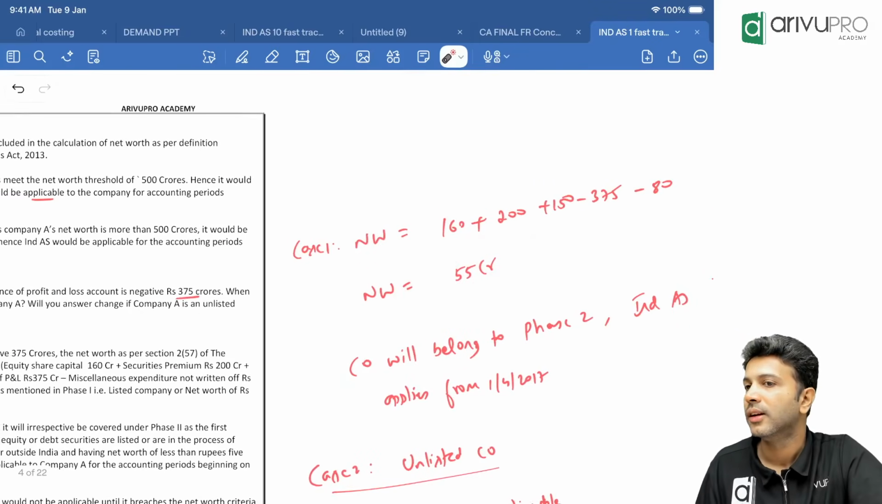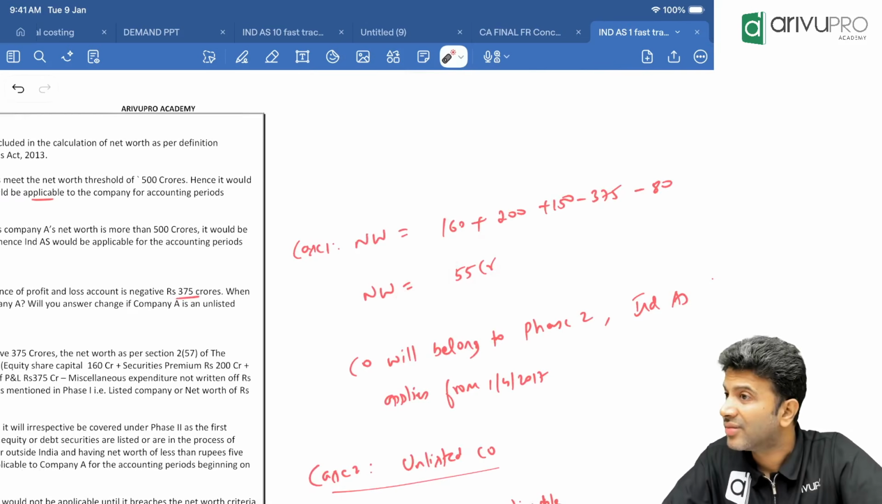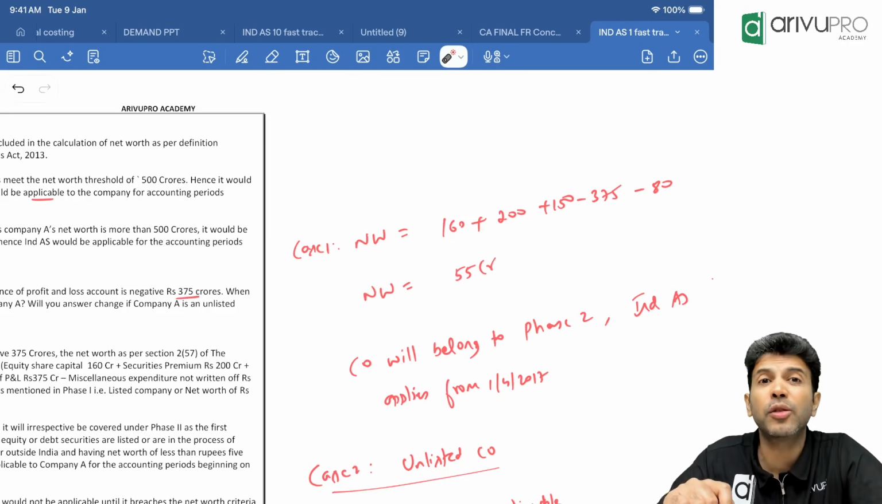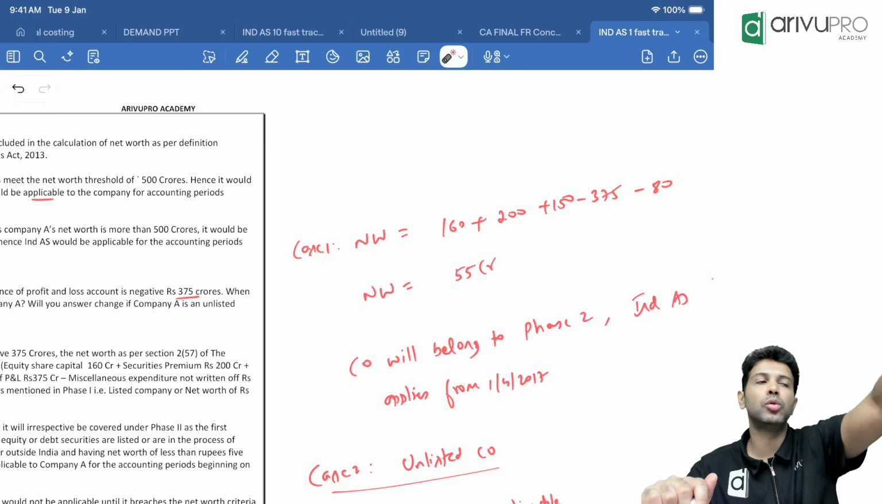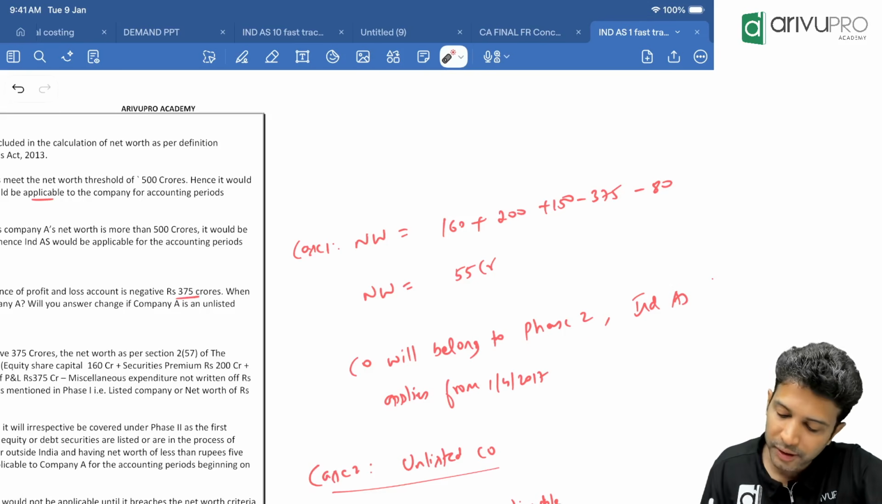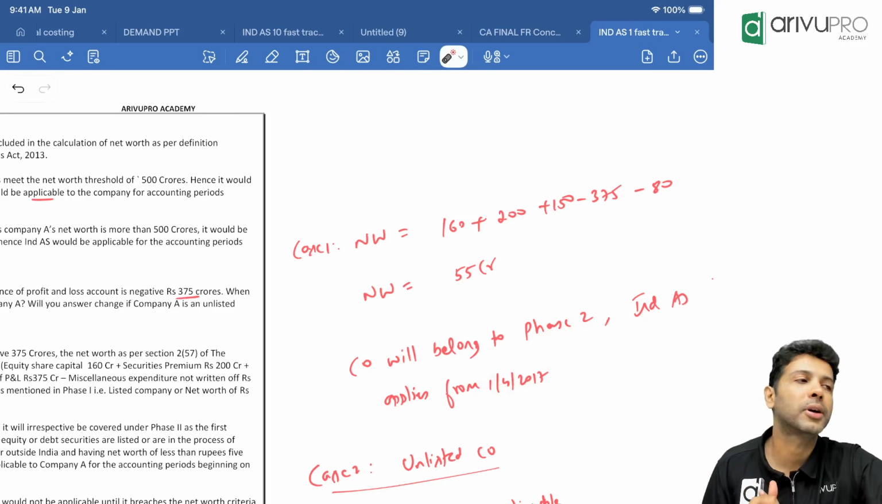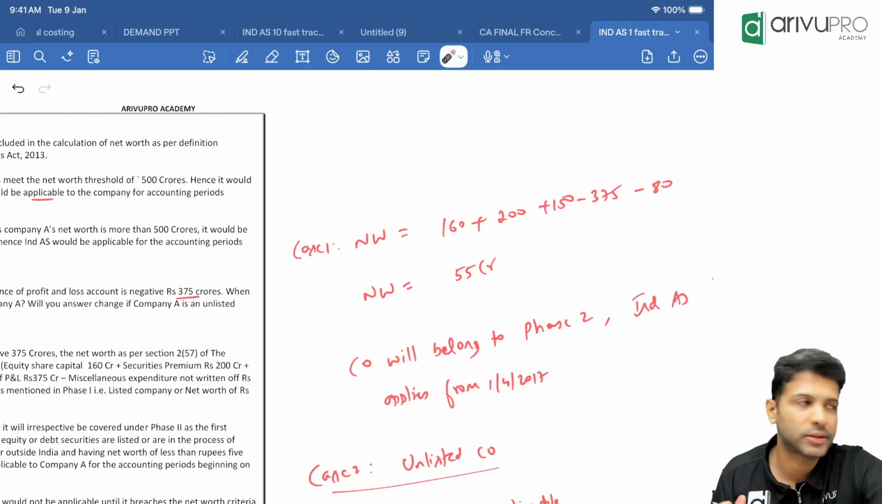Agreed? If you are a 55 crore net worth company, but you are listed, will you come under phase 1 or phase 2? Listed companies who don't get covered under phase 1 automatically fall under phase 2. That means you will come under phase 2. If you are phase 2, you will apply Ind AS from 1st April 2017 onwards. Any problem?